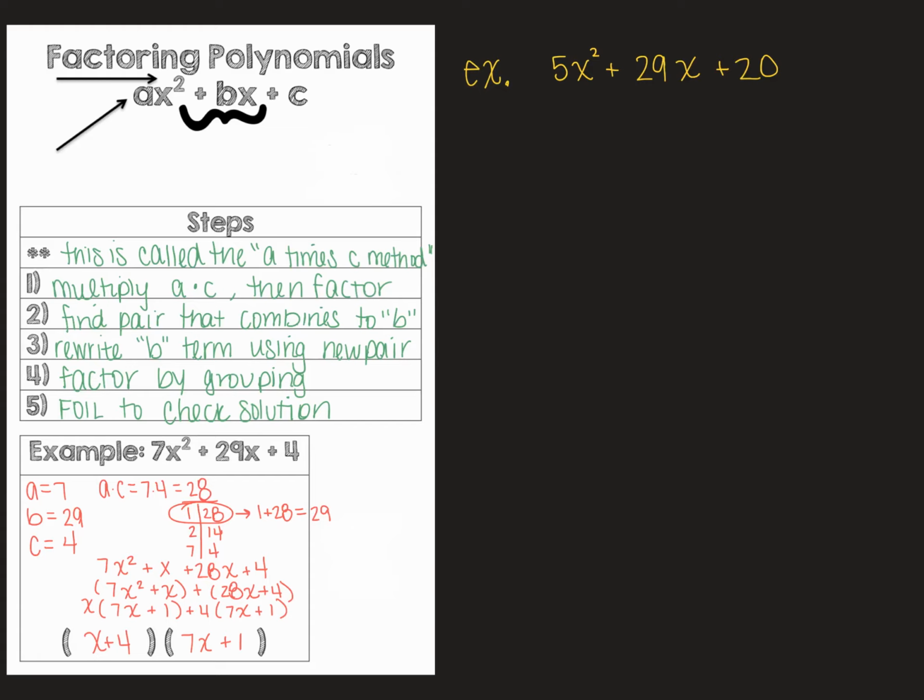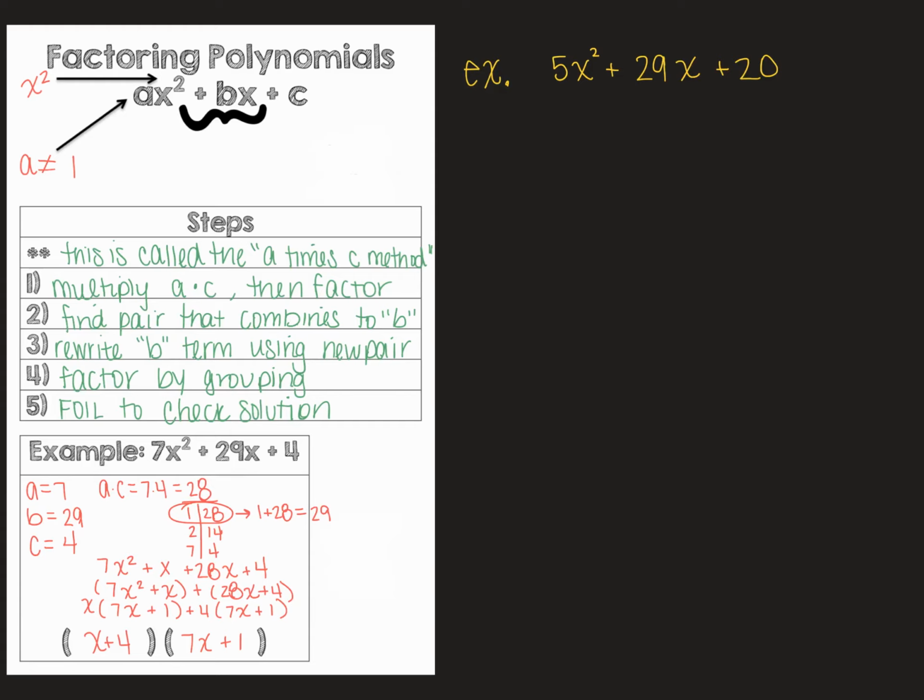So finally, we do have a different case of trinomials, and this is when our a does not equal 1. Our x is still squared, and it's just slightly different, right? This is called the a times c method. So when we're talking about this a times c method, this is for any time you see a number here. You can see in this example we have a 5. Down here you can see a 7. So none of these a values are 1.